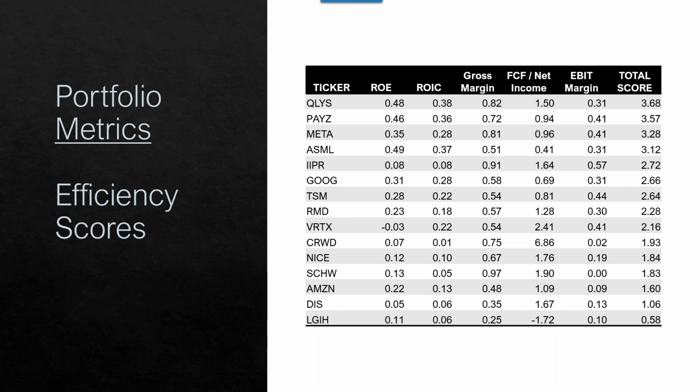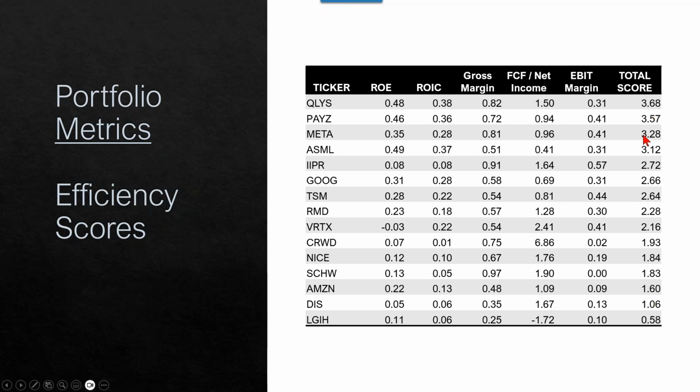This is something new that you probably haven't seen before. This is something I put together called Portfolio Metrics. So for each of these companies, I did the return on equity, return on invested capital, gross margin, free cash flow divided by net income, and EBIT margin. Then I took, these are not the actual numbers, these are normalized values so that you can compare. And then I did a total score.